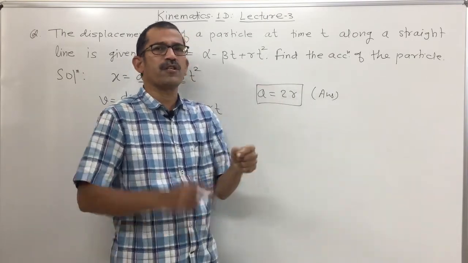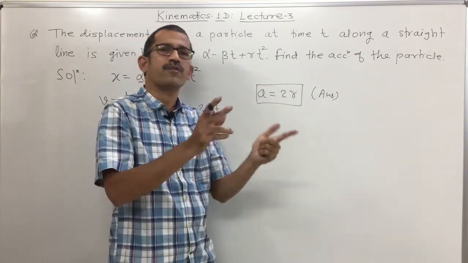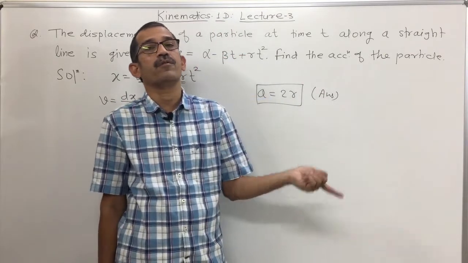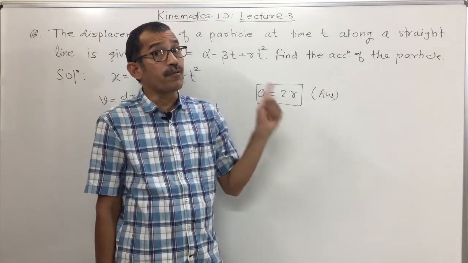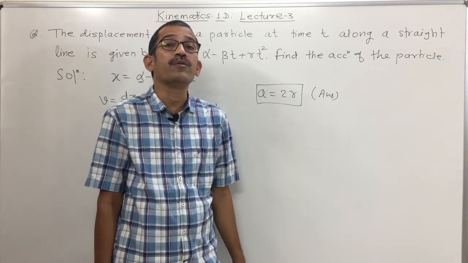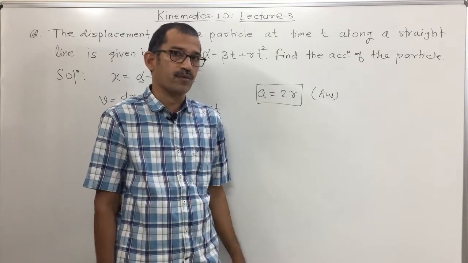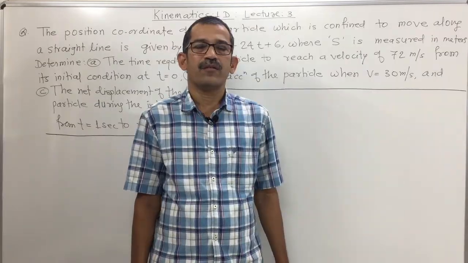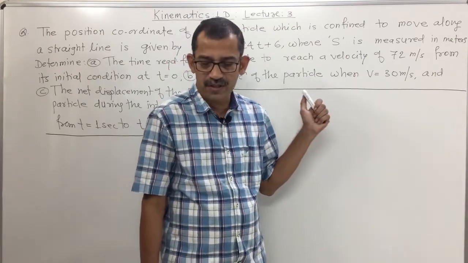The basic part you must know is that differentiation of x with respect to time t is velocity. If we differentiate velocity with respect to time t, we get acceleration. But if v is in terms of x, then we have to use a equal to v dv by dx also. That depends on what is given in the problem. Okay. Now we'll solve the next problem. See what is given in this problem.